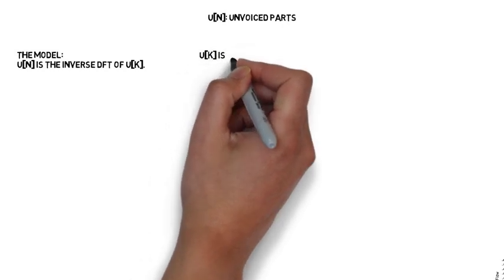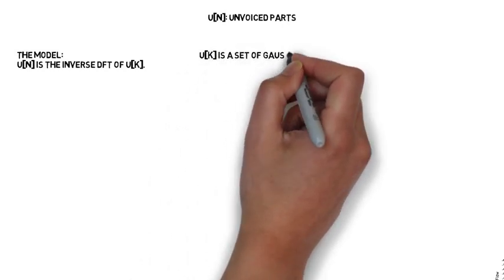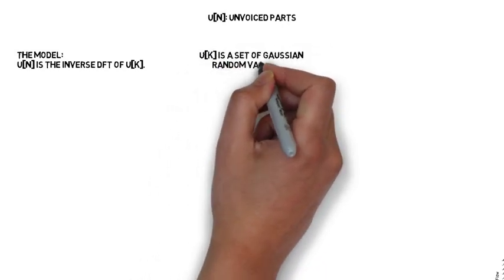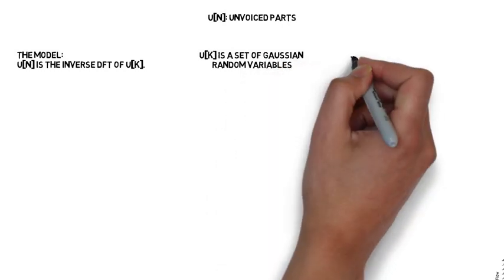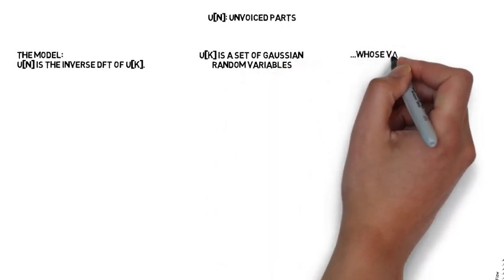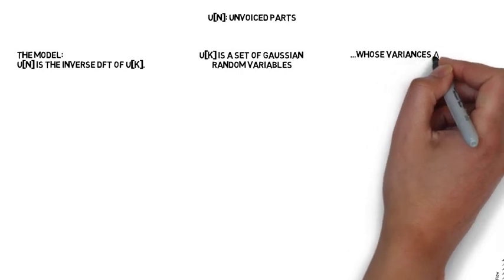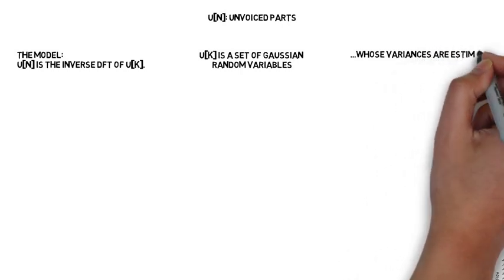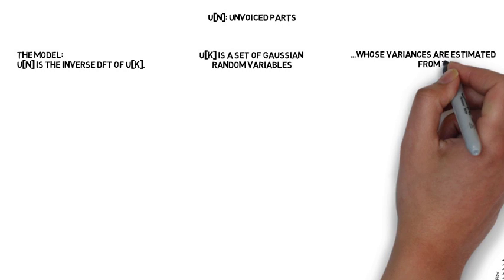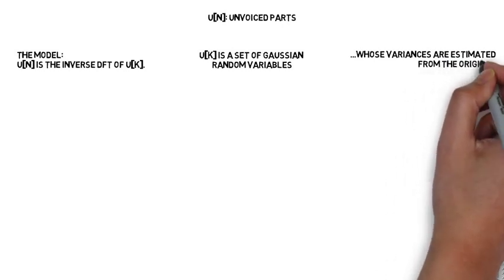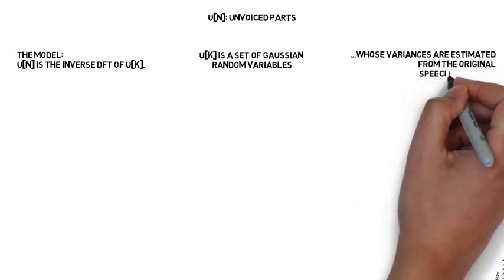The Fourier transform will actually be generated using a random number generator. It's a set of Gaussian random variables. And those Gaussian random variables will have energies that are estimated from the original speech spectrum. So the energy of each FFT bin will actually be a parameter that's estimated from the speech spectrum that we're trying to model.